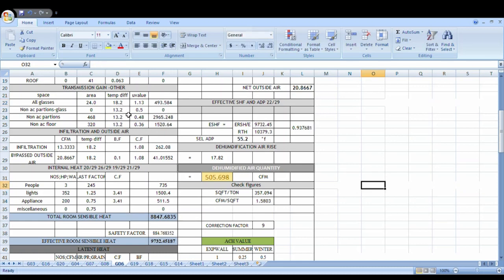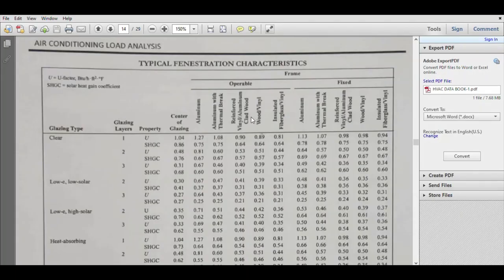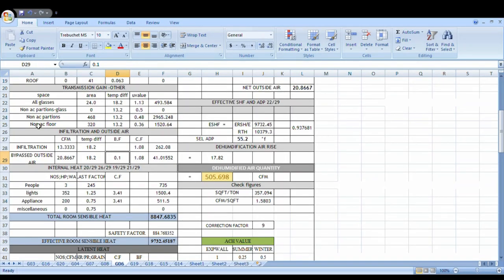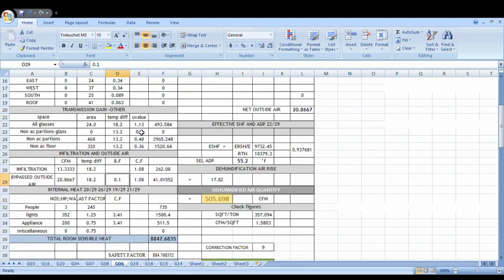And now I will show how to take the U values. This is the typical fenestration characteristics. Here our glass is fixed frame and made of aluminum material, so the U value is 1.13. Okay. For our glasses we put U value 1.13.